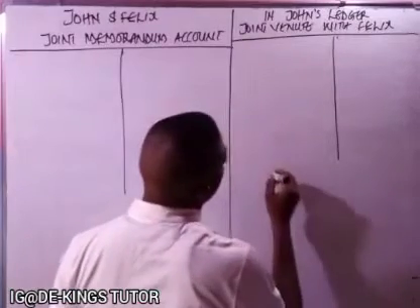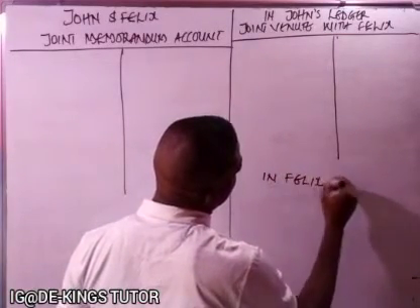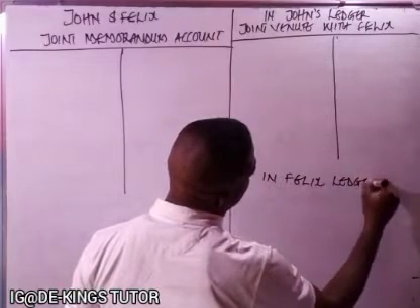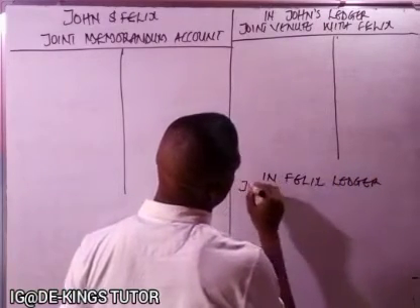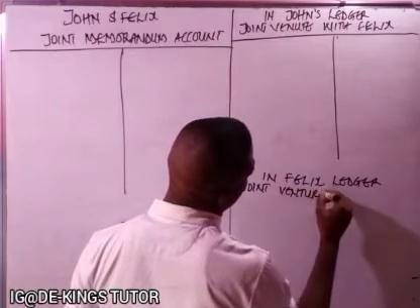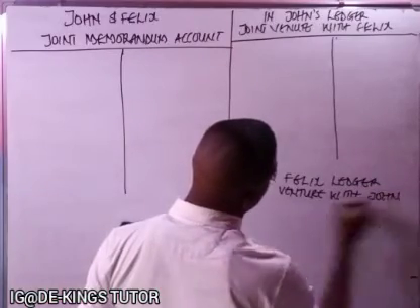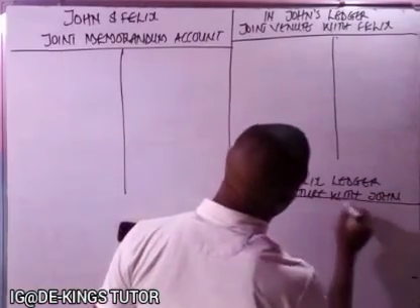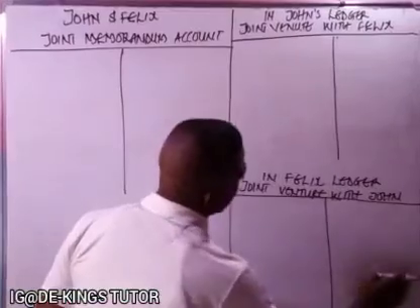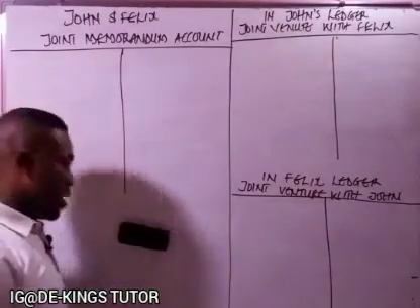And also write in Felix's ledger, joint venture with John. Okay, so now we're going to post it now.